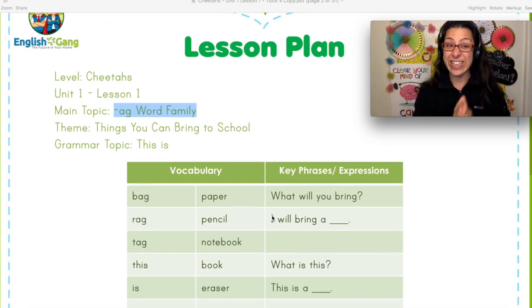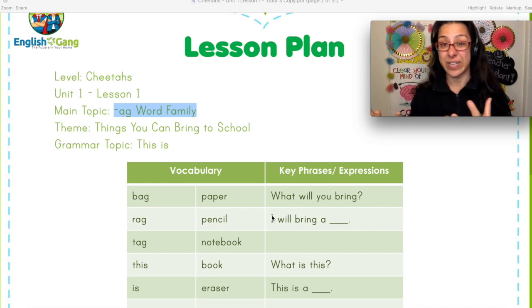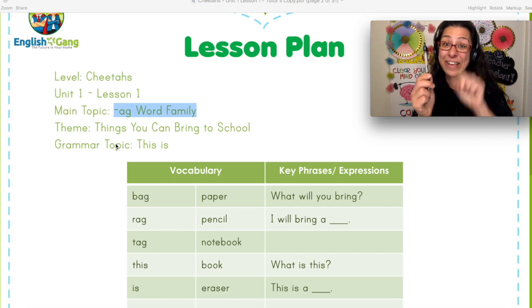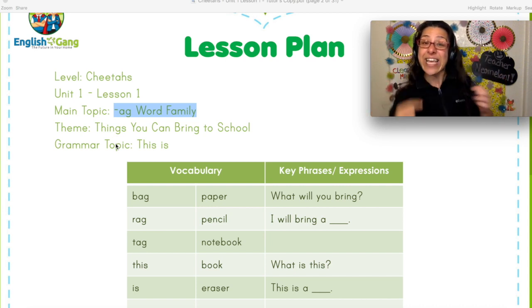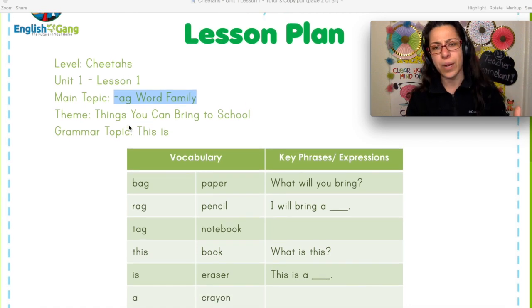I will go over the unit and the lesson, and I will tell them that the main topic is covering the AG word family. We will talk about words that end in AG, like bag, and I would highlight the word bag just to show an example. And our theme today, again, is things you can bring to school. And then our grammar topic is "this is." And so I'm previewing the lesson plan for them so that they are not blindsided.